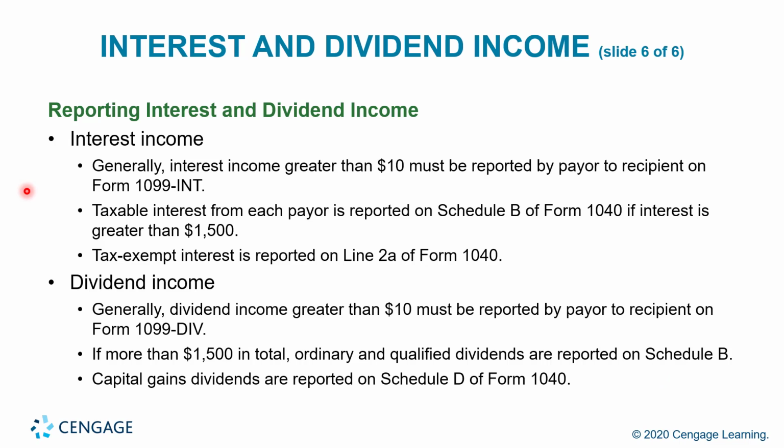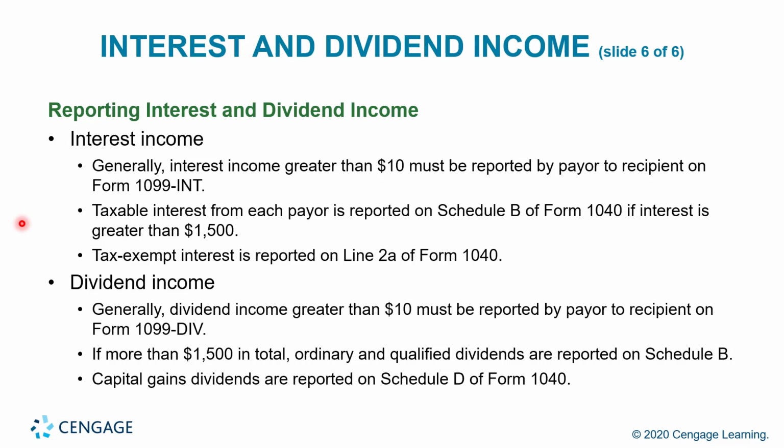Reporting interest and dividend income. Generally, interest income greater than $10 must be reported by a payer to a recipient on a Form 1099 INT. And so taxable interest from each payer is reported on Schedule B, Form 1040 if interest is greater than $1,500. Tax-exempt interest is reported on line 2A of Form 1040. And so you'll use a 1099 INT to key your information into your tax return if you use the software or just on paper.